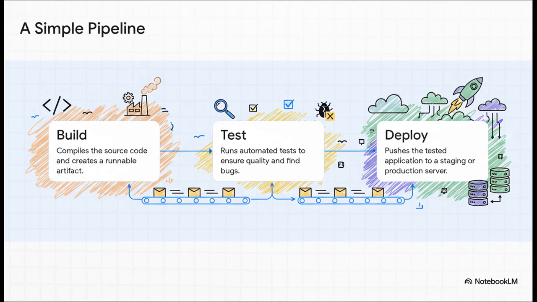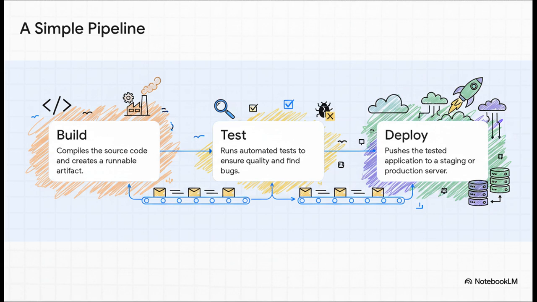So, what does a pipeline actually do? Well, at its simplest, it's just a series of stages. First, you've got a build stage, where your code gets compiled. Next up is a test stage, where a bunch of automated tests run to check for bugs. And finally, there's a deploy stage, where the working application gets pushed out to a server.